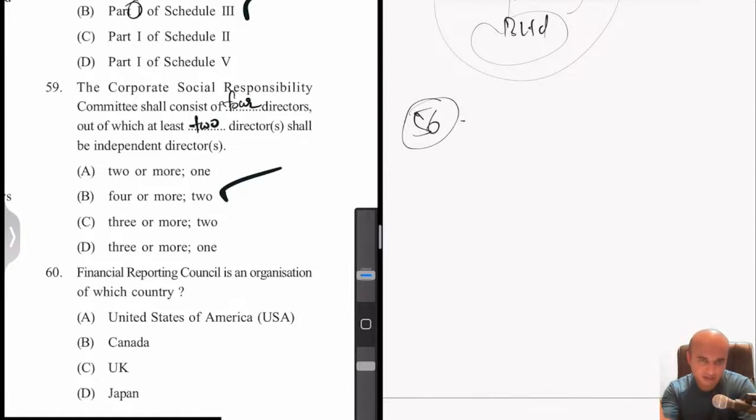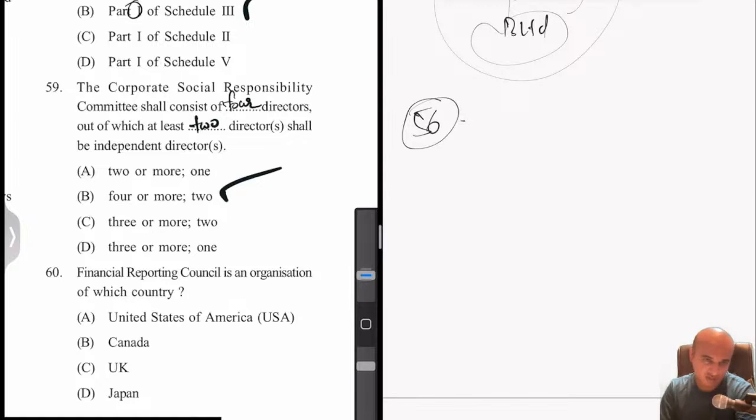And this CSR committee is an important part of the corporate governance framework of any company. It helps to ensure that the company's CSR activities are in fact aligned with its overall business strategy, and they're also in charge of implementing it in a transparent and accountable manner. That is what they do. Okay, so that was about question 59.